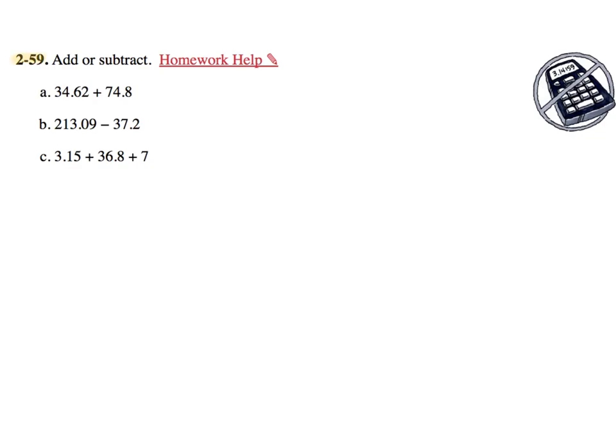Problem 2-59, add or subtract. So go ahead and pause the video so you can write the problems down using space. But notice they're saying or, so are we going to be adding or subtracting? That really depends on what the value of those numbers are and how far they are away from 0.